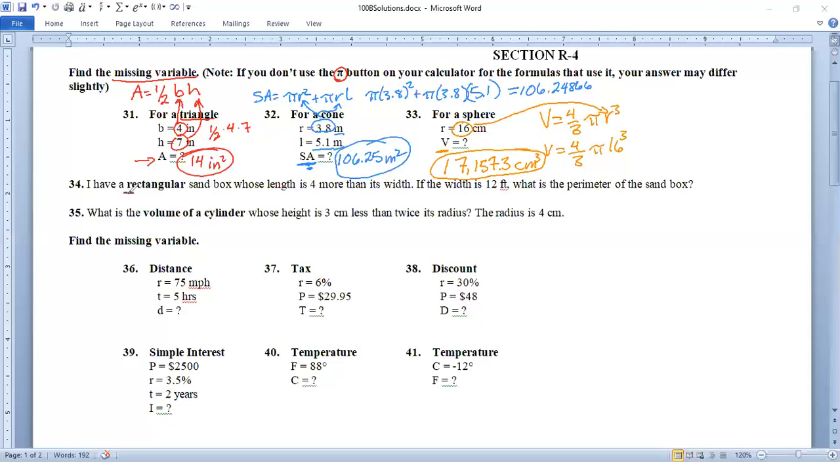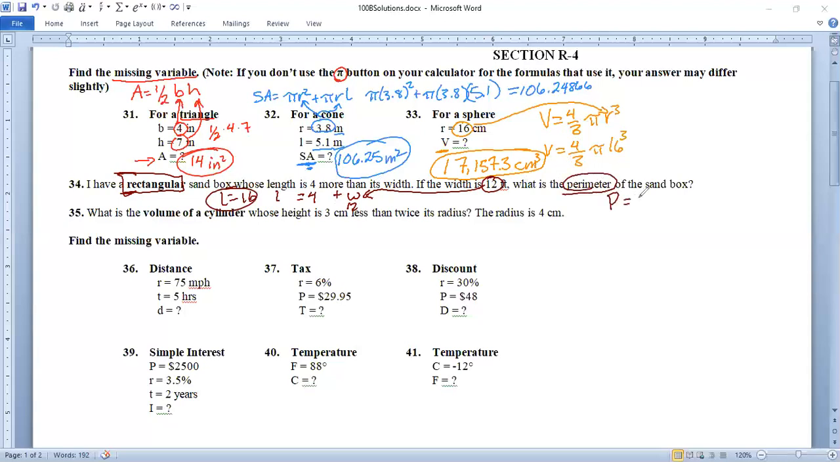I have a rectangular box. Okay, that's important. We got a rectangular sandbox whose length is 4 more than its width. So that's important. The width is 12 feet. So that's important. We can actually use that clue right now and say 4 plus 12. The length has to be 4 plus 12, which is 16. That's good to know. It asks us for the perimeter of the sandbox.